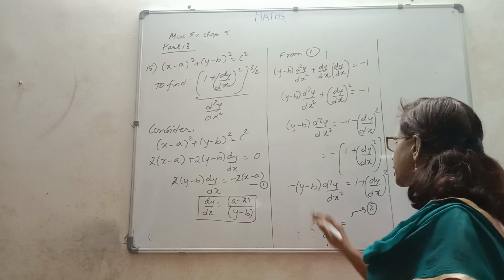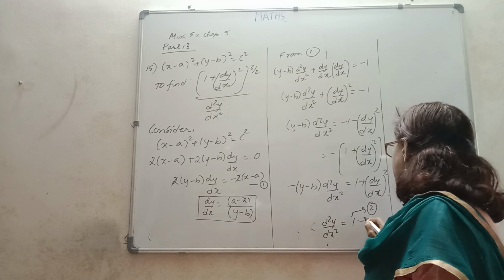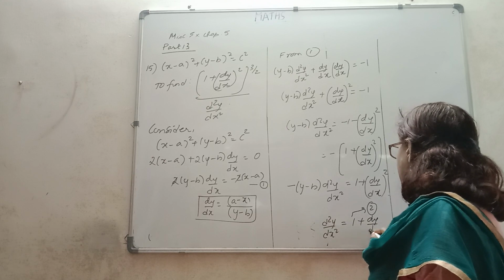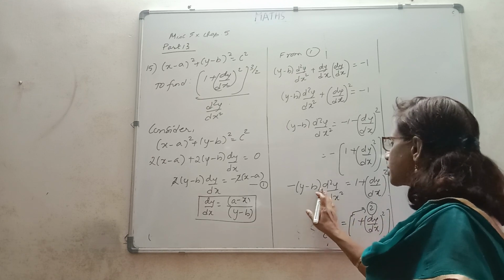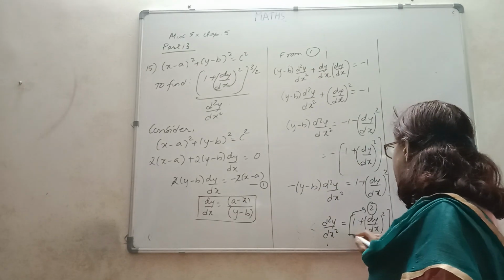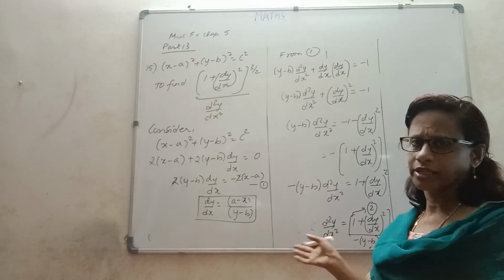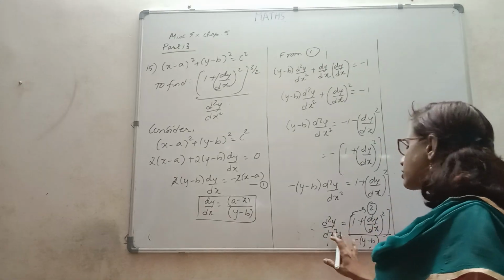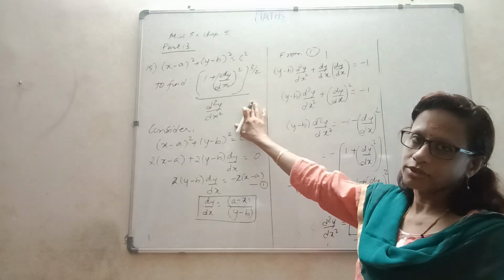D squared y by dx squared, if you take y minus b to the other side, it is 1 plus dy by dx the whole square. This is the numerator. This is multiplication, so it goes to the other side, becomes division and goes to the denominator. Minus y minus b, you can call it b minus y actually. So this is your d squared y by dx squared. Since we have to show this, let's get back to this expression.